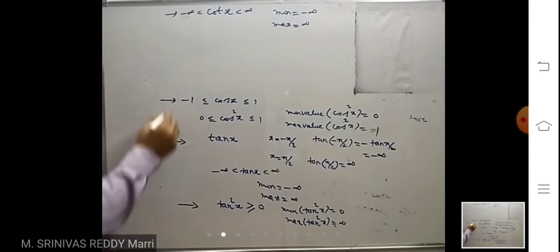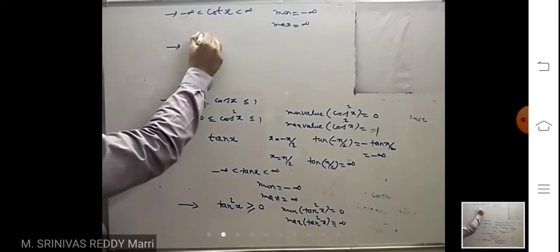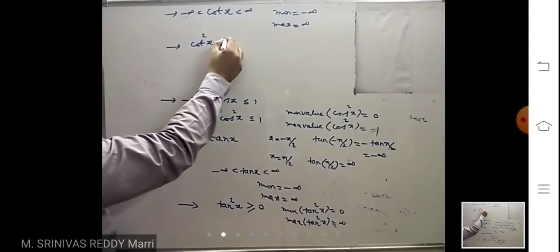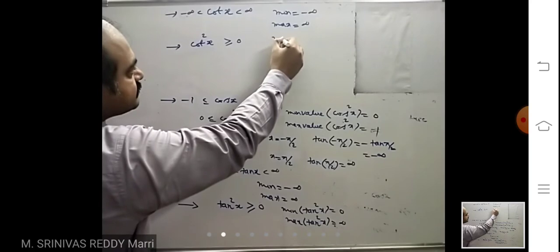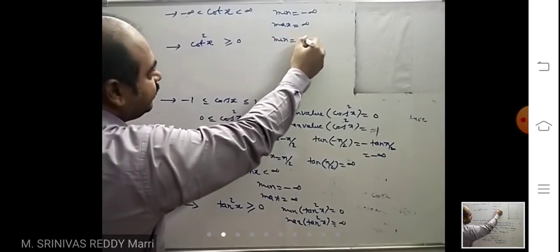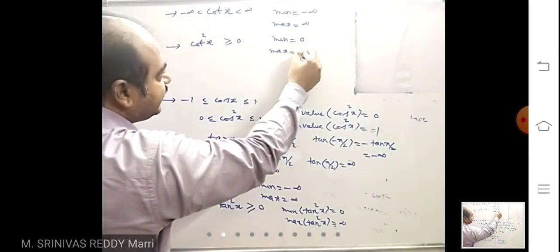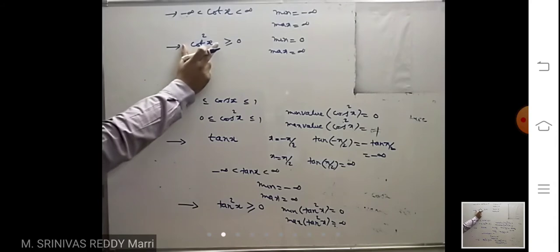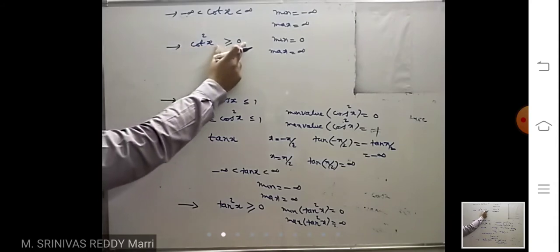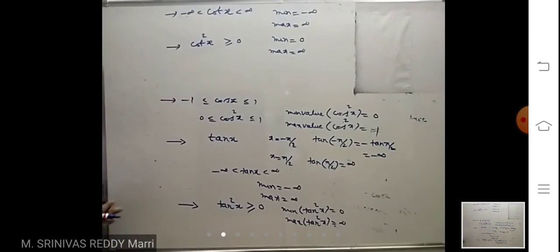Similarly, suppose cot square x. Cot square x is always greater than or equal to 0. That means the minimum value is 0 and the maximum value is infinity.